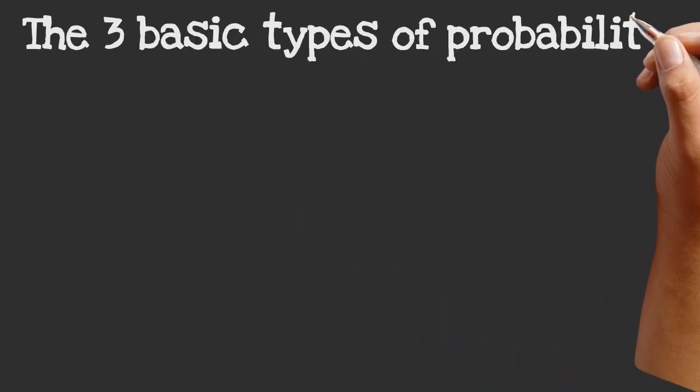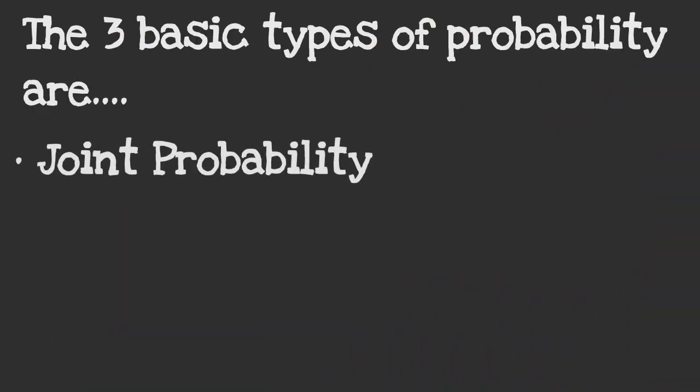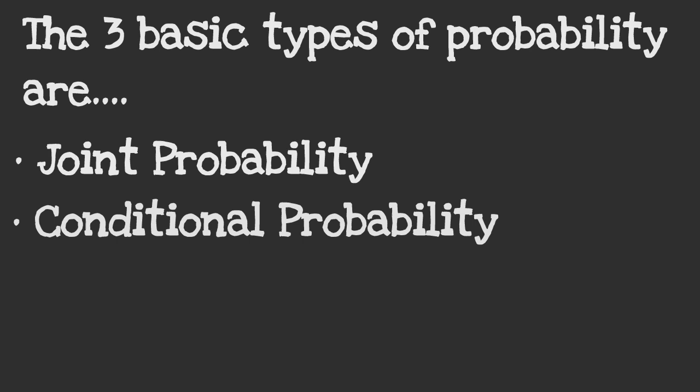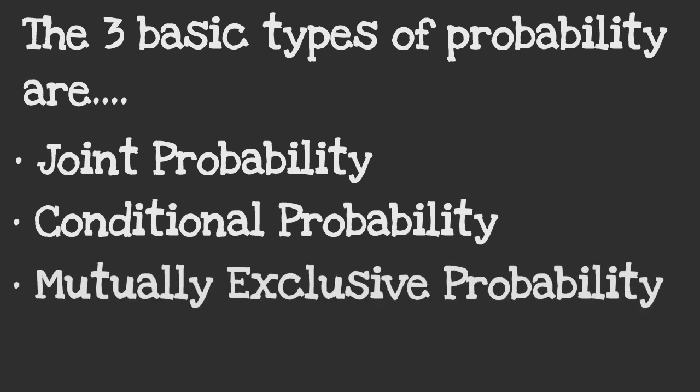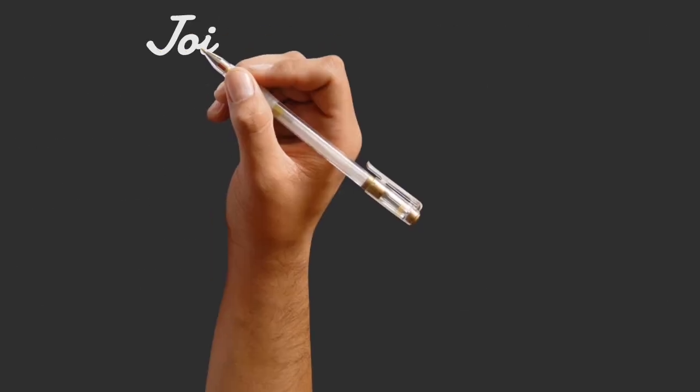These three basic types of probability include joint probability, conditional probability, and mutually exclusive probability.